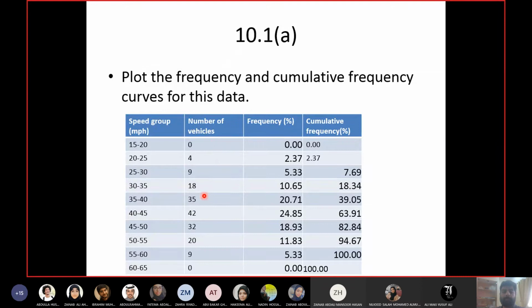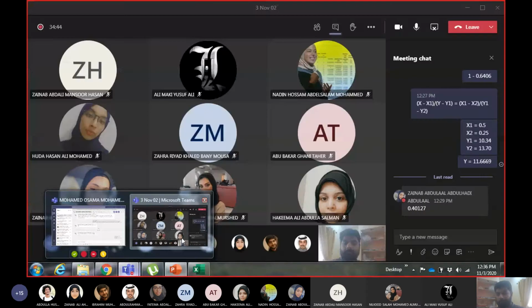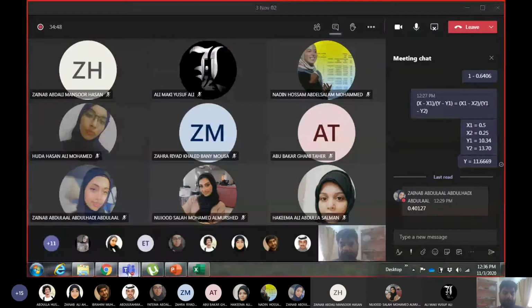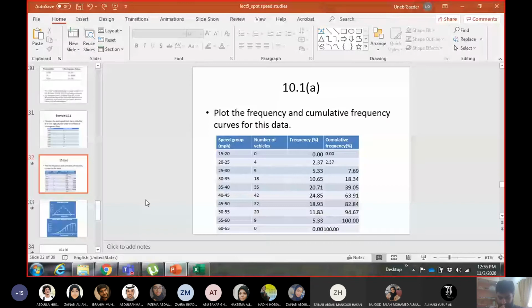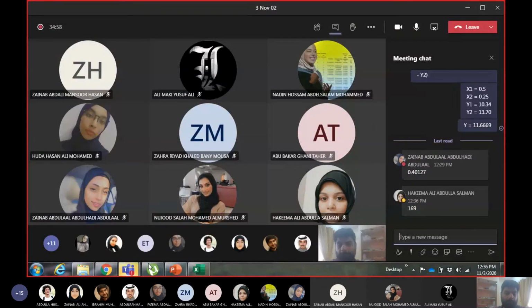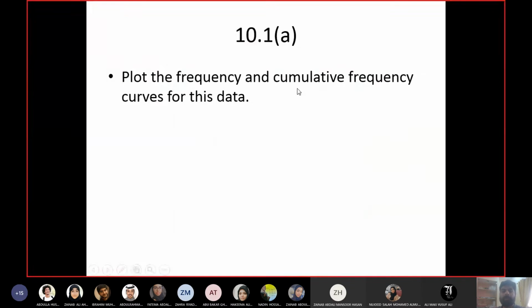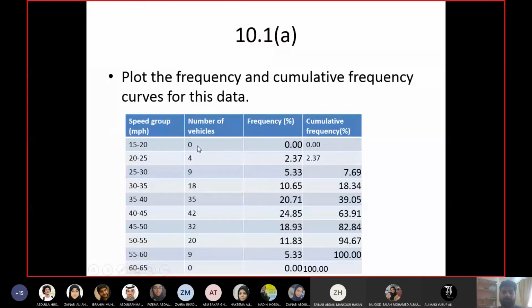How much is the total of this column? 0, 4, 9, 18, 35, 42, 32, 20 and 9. How much will that be? Yes, total number of vehicles. Okay, total number of vehicles is 169. Good. So what will I do for frequency? I'll take each number divided by 169. So 0 divided by 169, 0. 4 divided by 169, 2.37%. 9 divided by 169, 5.33%, and so on.